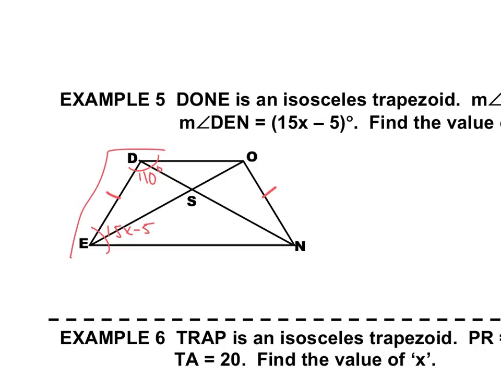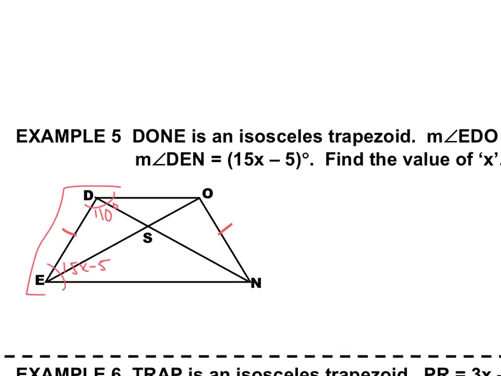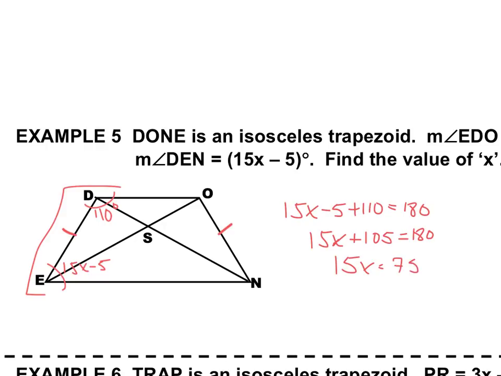Well, you should know same side interior angles are supplementary, so I can add these up and set it equal to 180 degrees. So 15x minus 5 plus the 110 should equal 180. That's really 15x plus 105 equals 180, which is 15x. When I subtract the 105, equals 75. And when I divide by 15, I get x equals 5.